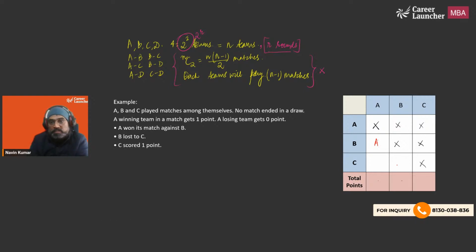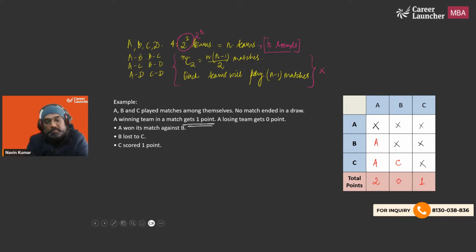Next, B lost to C. So this is the match which is between B and C. It says B lost to C, which means C won, so we will be writing down the C name. Then it says C scored 1 point. If C scored 1 point, that would mean that C has won only 1 match. That means this match between A and C cannot be won by C, because if C wins, C will get 1 point from the match where it won against B and another 1 point when it wins against A. But C has only 1 point, which means this match was won by A. So A gets a total of 2 points, B gets a total of 0.